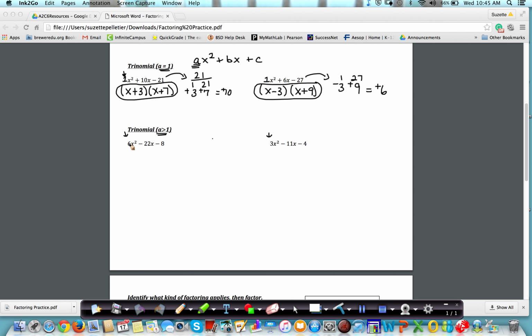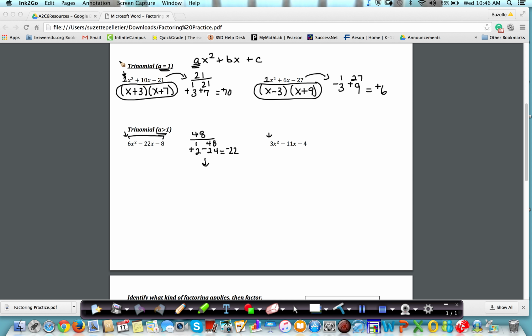Since there is a factor in the front greater than 1, we can't just go ahead and do factors of 8 that give me 22. First of all, there are not going to be any factors of that last number that give you the middle term because you haven't taken into consideration the 6 in the front. So we have to take that into consideration, and we do 6 times 8, and that gives me 48. And I do the factors of 48. 1 and 48. 2 and 24. I don't even need to keep going down my list because 2 and 24 is how I'm going to get negative 22.